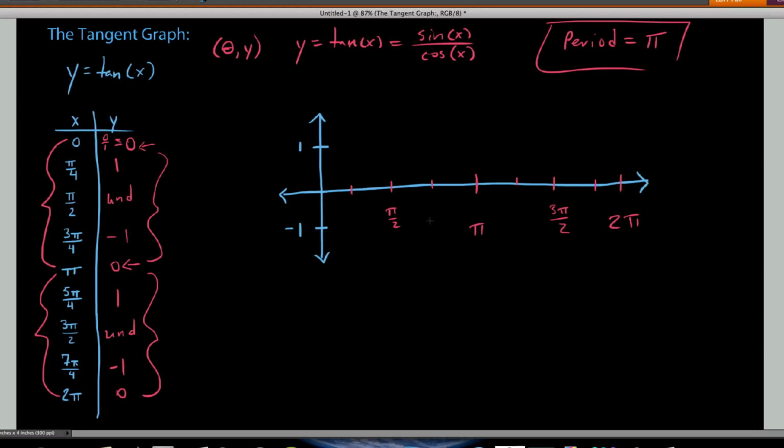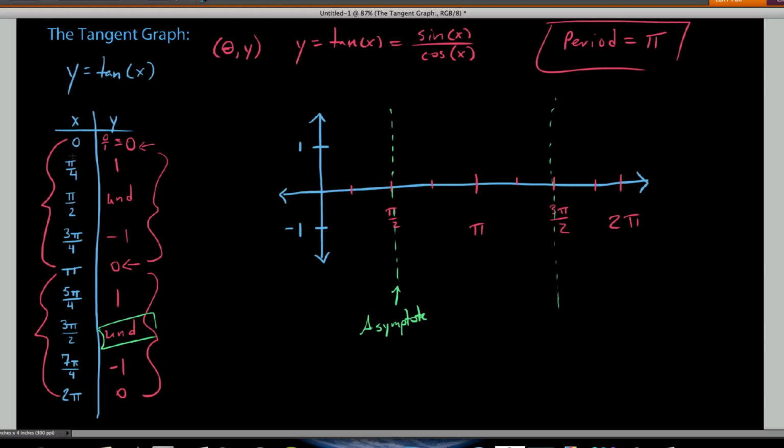But one thing I want to put on the graph first of all is this. We notice that at pi halves, we have an undefined spot. So we're going to put on this graph what we call an asymptote. And this is a line for which our graph will always approach but never collide with. We also had an asymptote when x was 3 pi halves. So another asymptote at that x value.